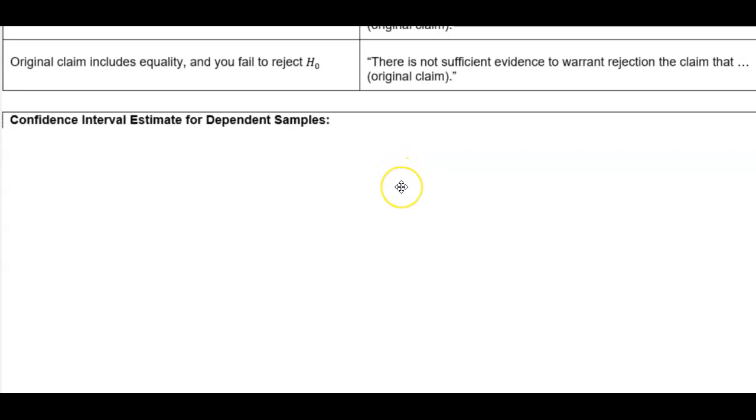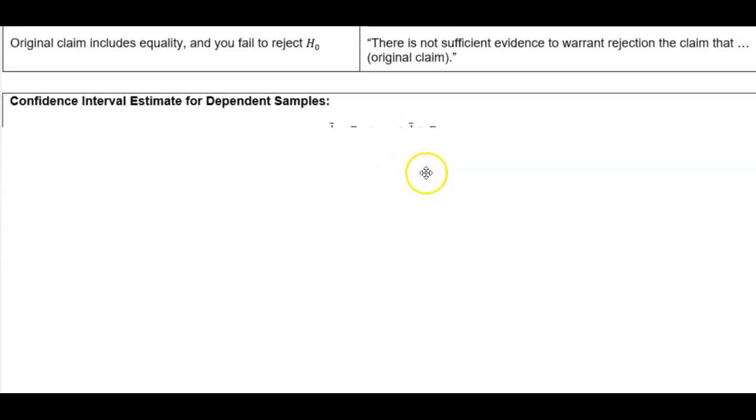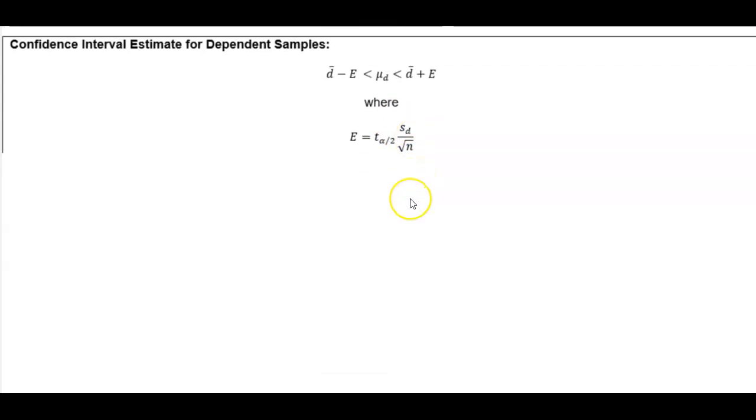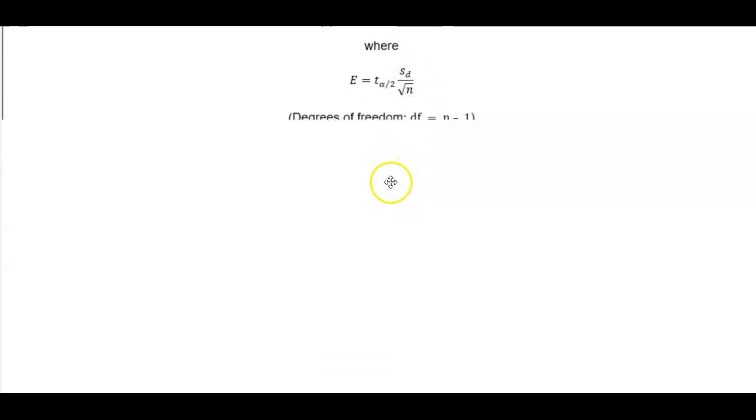Okay, now let's take a look at the confidence interval estimate for dependent samples. The lower limit is going to be the mean of the differences minus the margin of error. The upper limit is going to be the mean of the differences plus the margin of error, where the margin of error is equal to the critical t-value times the sample standard deviation of the differences over the square root of n, which is the sample size. And also the degrees of freedom is n-1.